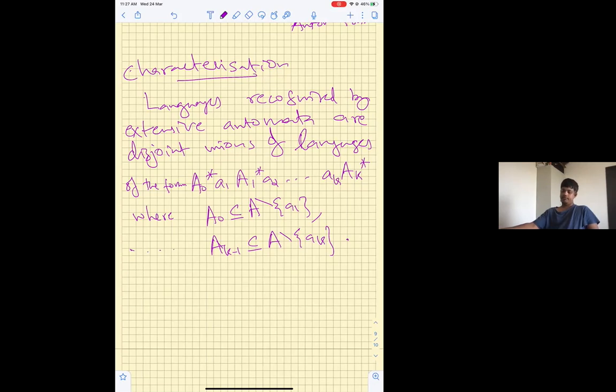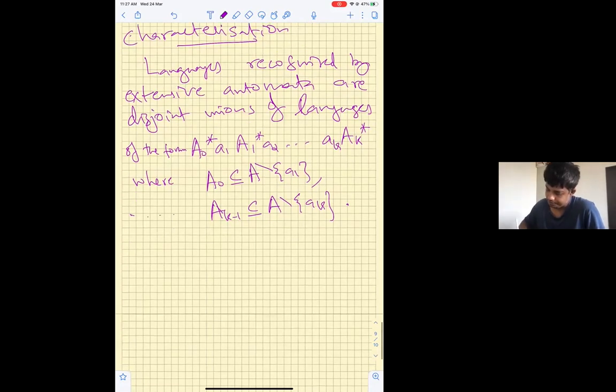All right. Let's prove it. We have to prove both directions. Let's prove the easy direction. What is the easy direction here? Both directions are easy, but how do we go from the regular expression to the automata?